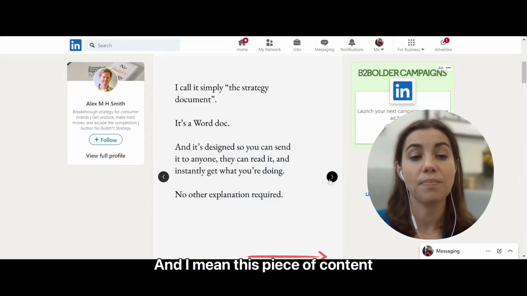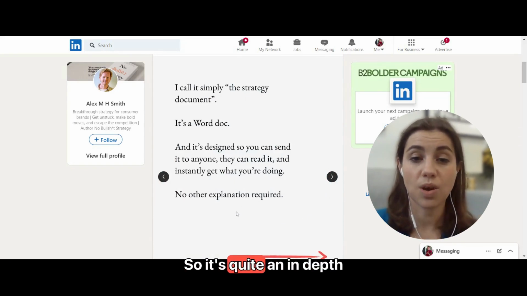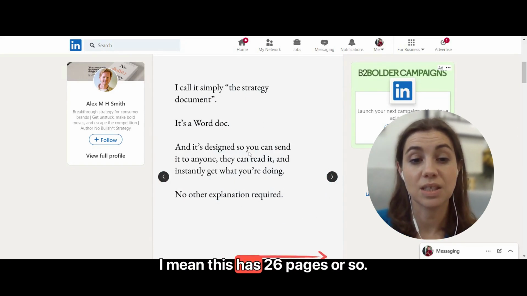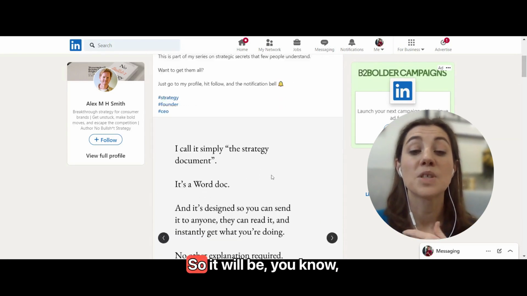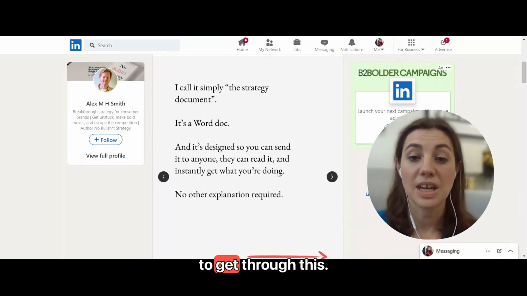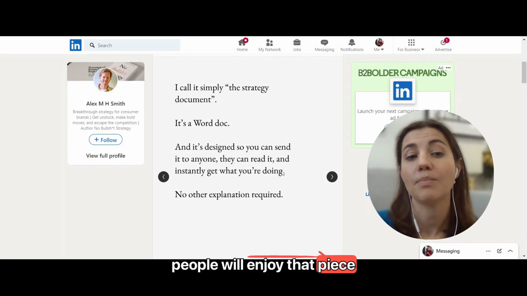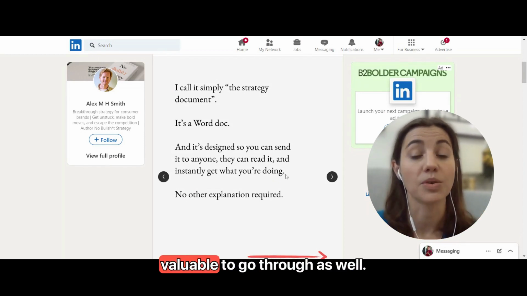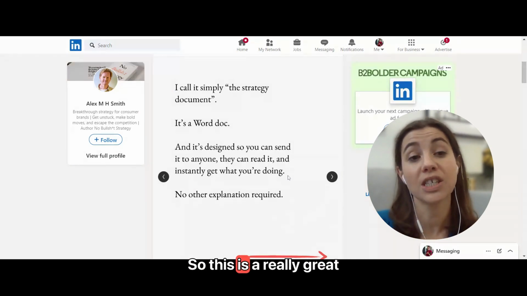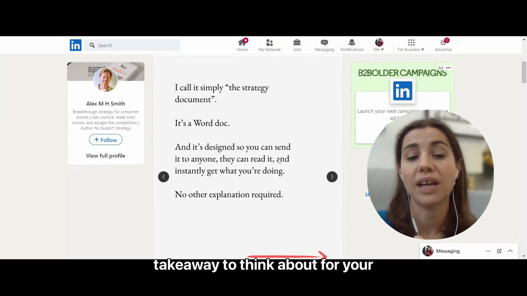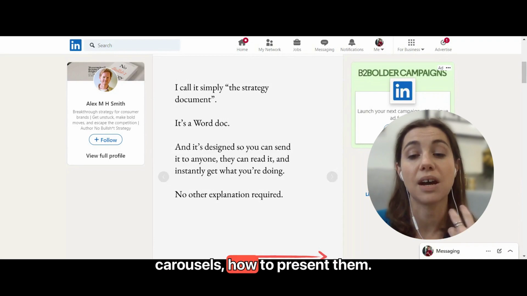And I mean, this piece of content is about strategy. So it's quite an in-depth piece of content. I mean, this has 26 pages or so. So it will be a bit of work for people to get through this. But because it's presented in such a nice way, people will enjoy that piece of content and find it very valuable to go through as well. So this is a really great takeaway to think about for your carousels, how to present them.